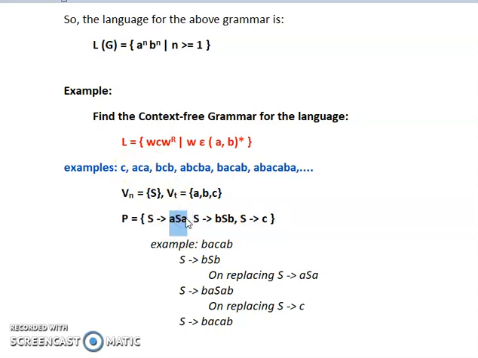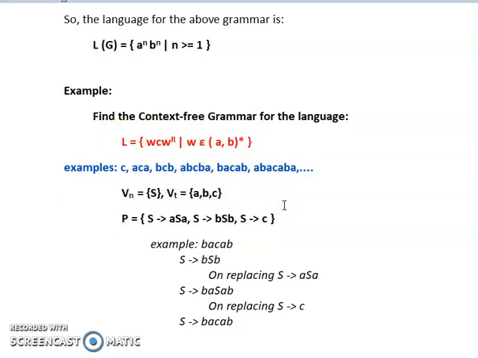Now the third minimum string is if it is starting with B and ending with B. So we have S tends to BSB, and in the middle we can have a variable S that can be replaced either by C or by ASA. So these are the three production rules that form a grammar for this language.